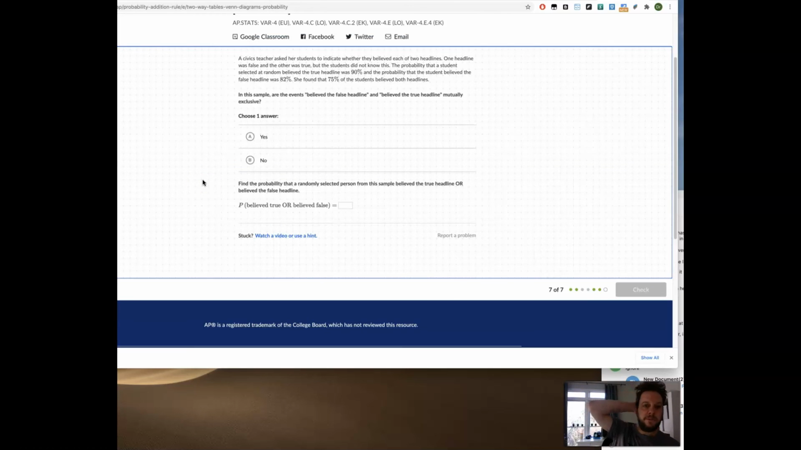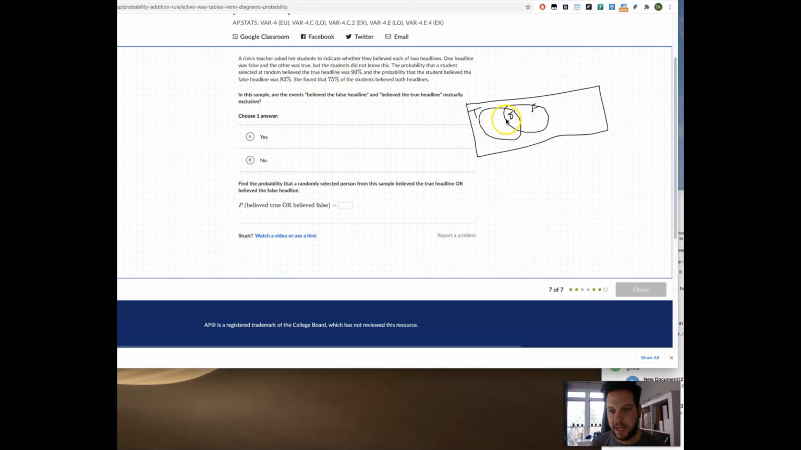Two headlines. One's false, one's true. Probability that they believe the true one was 90%. All right, so now we're gonna take that info and Venn diagram the F out of it. 75% believe both headlines. I always start in the middle. This is the true one. This is the false one.